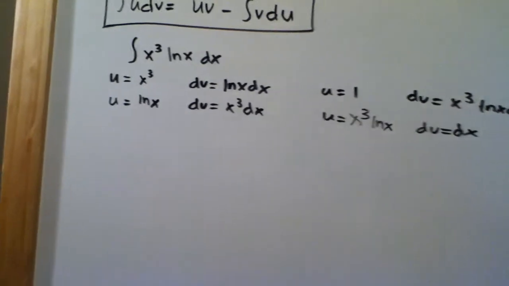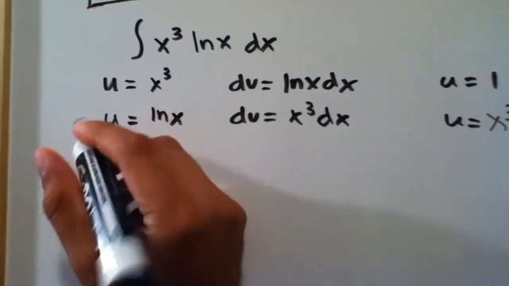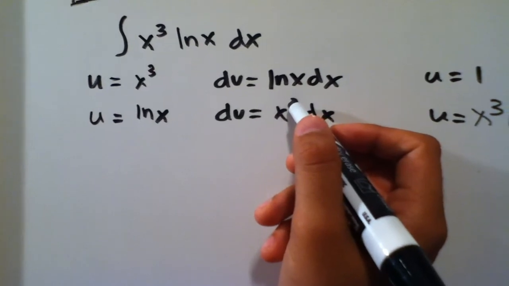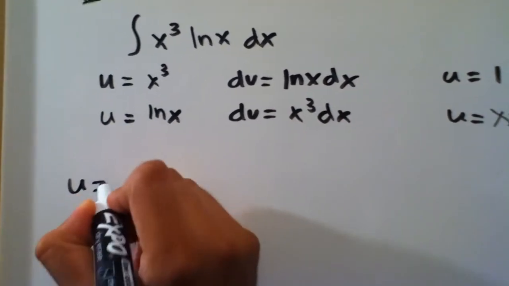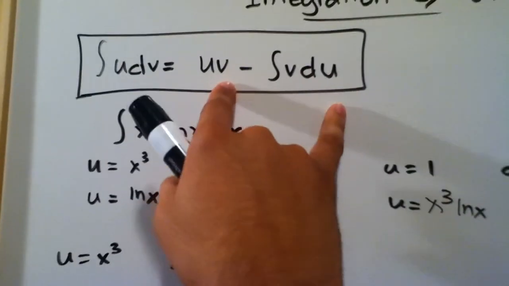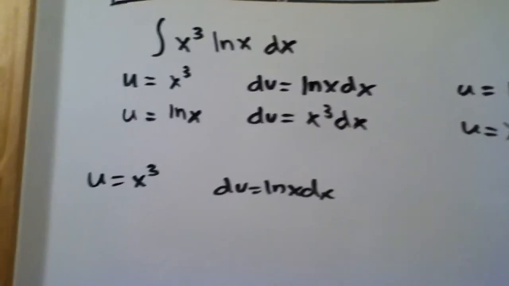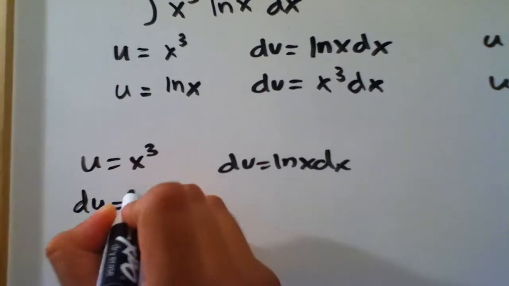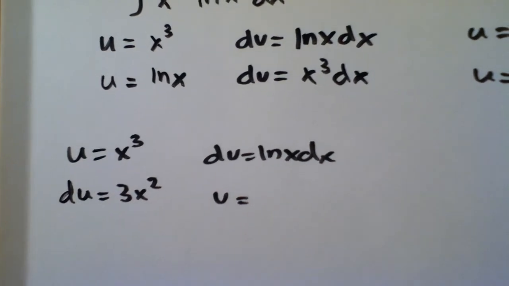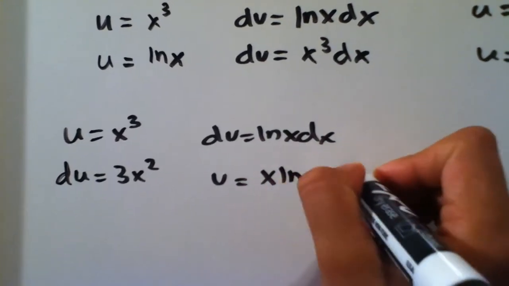So let's try doing these individual ones. Let's say I pick this one: u is equal to x cubed, and dv is equal to ln x dx. We have to figure out the other things we need here, which are v and du. So we'll do that by finding du and finding v. And v in this case is a bit harder to find, but we do know that the integral of ln x is x ln x minus x.